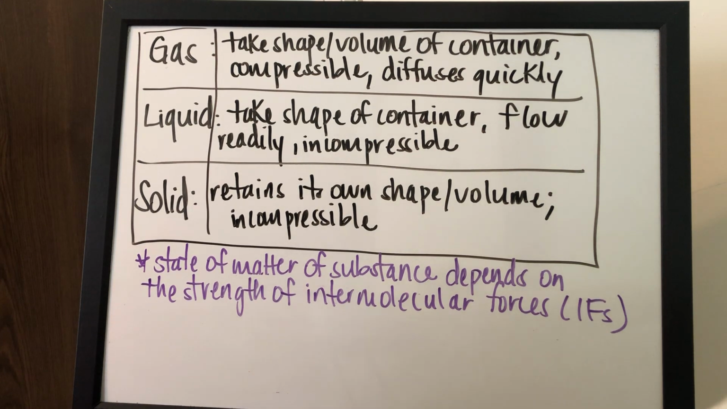Gases take the shape and the volume of the container that they're in, meaning they will expand to fill any size container. They are compressible because there is a lot of space between the particles, and that space can be eliminated by compressing the gas or decreasing the volume. And gases diffuse quickly. Diffusion is where a gas spreads out from high concentration to low concentration. Think of spraying a perfume. That's diffusion.